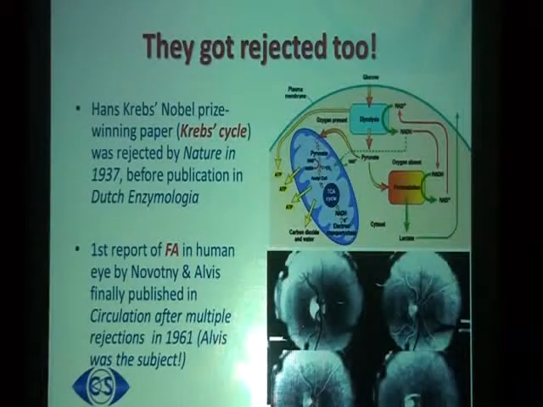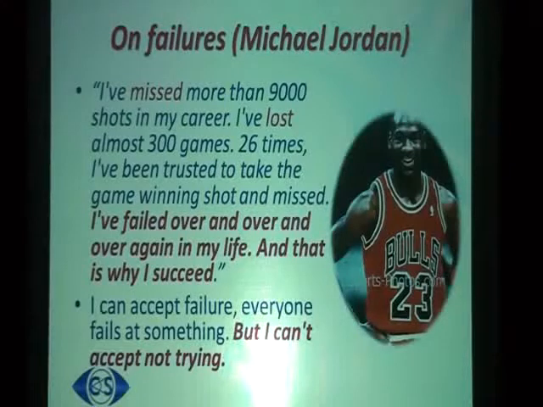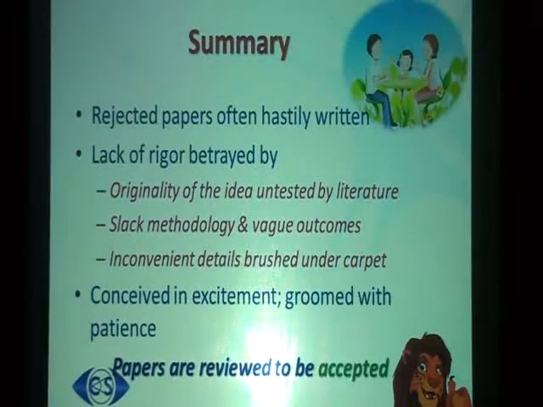Similarly, the first report of fluorescein angiography in a human eye by Novotny and Alvis was rejected by the American Journal of Ophthalmology, and after several rejections got published in Circulation. They also got a letter of apology. We do not always get that letter of apology, but when we look at the achievers or the stars in any field, we look at their skill and their ability to score. But we don't look at the fact that this success is built upon several layers of failure. As Michael Jordan, one of the greatest basketball players ever, said, he can accept failure, but he cannot accept not trying.